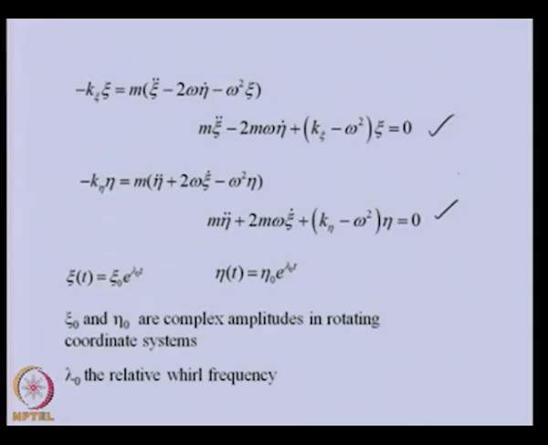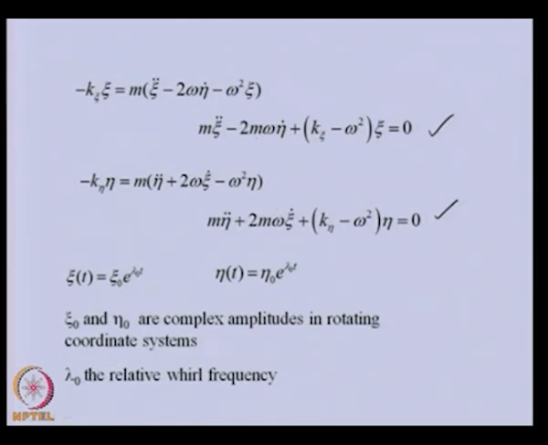Now we can assume the solution of this as an amplitude part and a frequency part. Here lambda naught is again the relative whirl frequency, or the eigenvalue of the problem. Eta naught and xi naught are the complex amplitudes in the rotating coordinate system. So these assumed solutions we need to substitute in these two equations. For that we need to take the single derivative and double derivative.